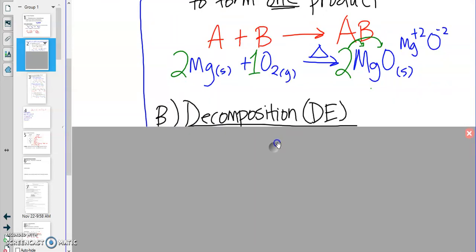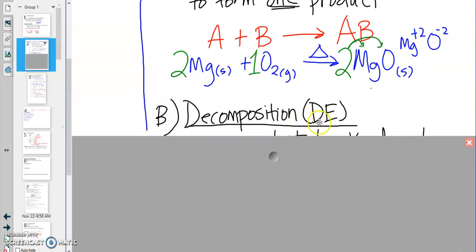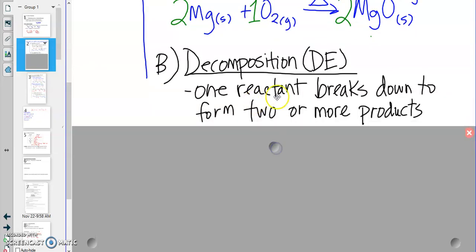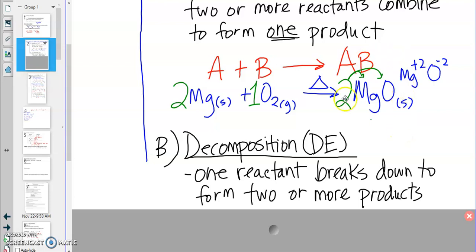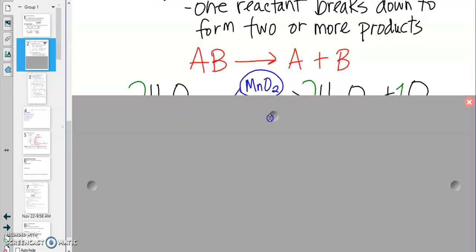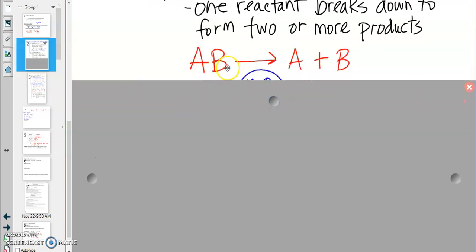Next up we have decomposition, or labeled DE for short. It is the opposite process to synthesis. One reactant breaks down to form 2 or more products. So imagine going this way, starting here, and then going backwards. That's a decomposition reaction. And you'll see it here. AB breaks down to form A plus B.